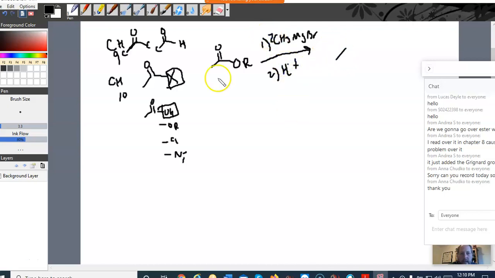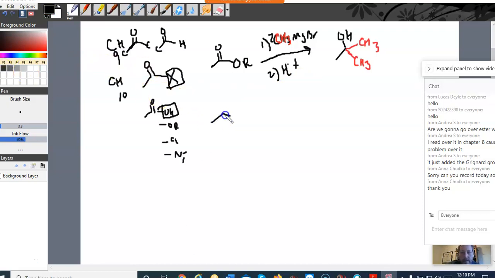So what you get, here, let's do the Grignard a different color, just so that we can see what happens. CH3. So your final product is this. You basically add 2 methyl groups and you form a tertiary alcohol.